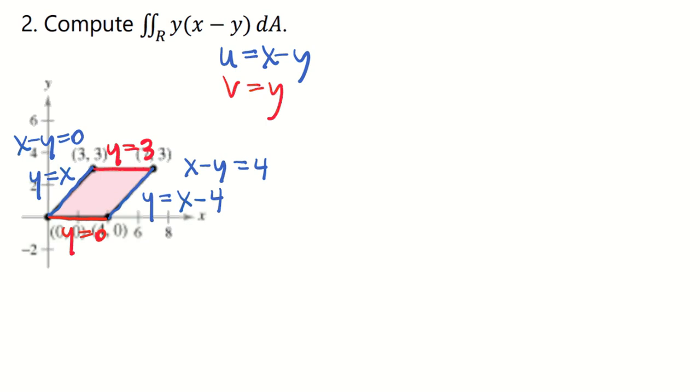So the next thing I need to do is take these and get x and y in terms of u and v. Y equals v, we already know that, that's going to be pretty easy. X is going to equal u plus y, but we know y is v, so that'll be u plus v.